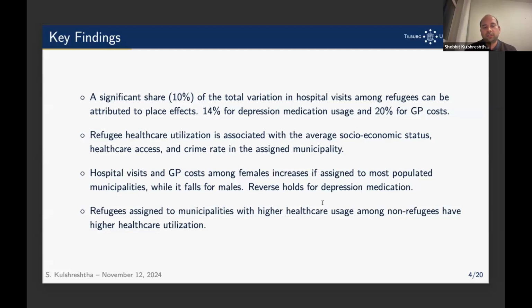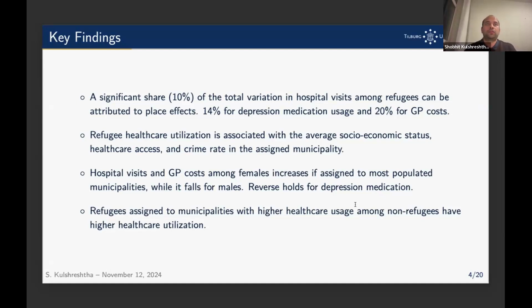And answering the second question of my paper is whether, if a refugee is being sent to a municipality where the healthcare utilization among non-refugees is higher, it has an implication on their healthcare utilization. And what I find is that there is a positive and significant effect. So if a refugee is placed in a municipality where the healthcare utilization among non-refugees is higher, then their healthcare utilization also tends to increase. This indicates that similar place effects are affecting both population groups.